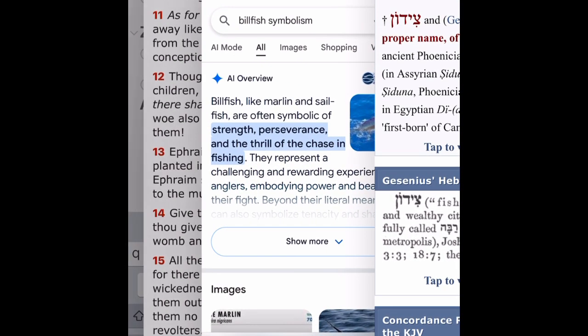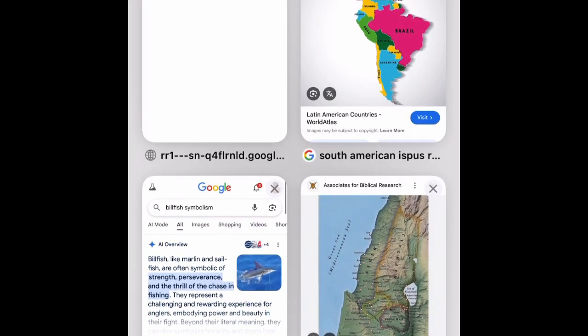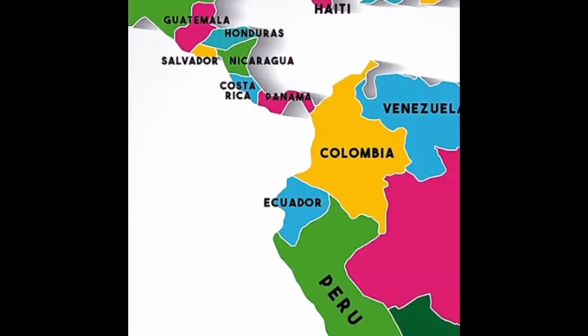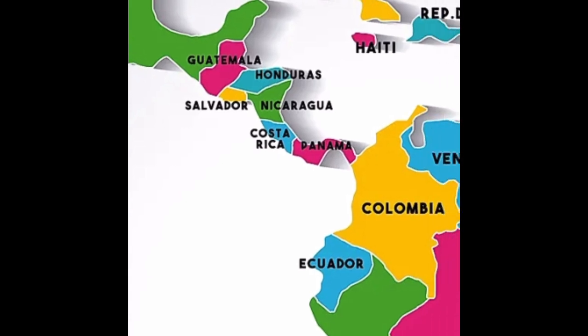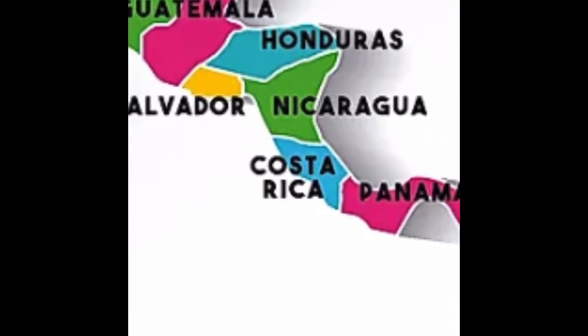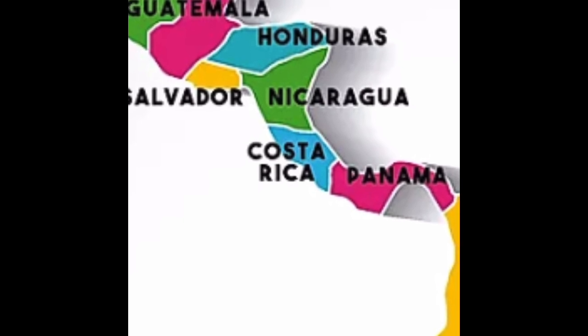Where are they fishing? Right here. This is where they're fishing. This is where it's taking place. All right. I'm going to leave it at that. Just keep it simple. So, these guys right here are the Zebulunites of the Bible. They are Israelites.